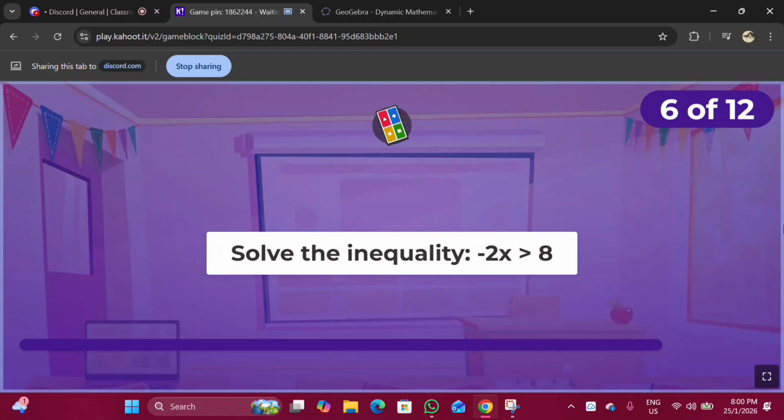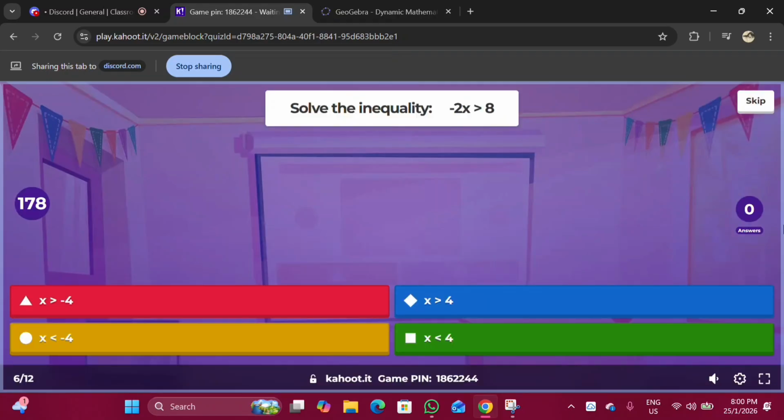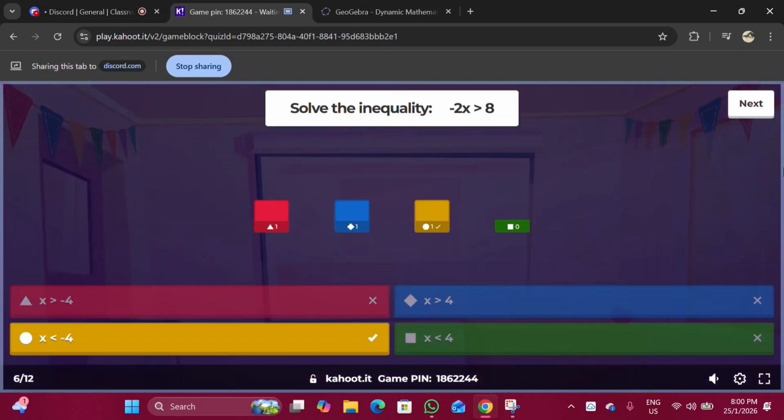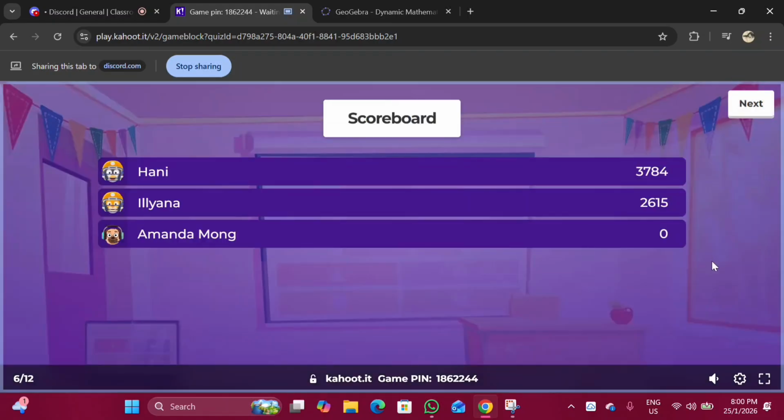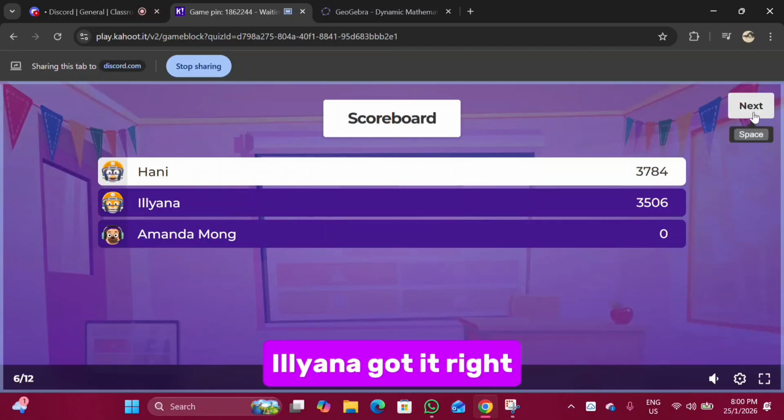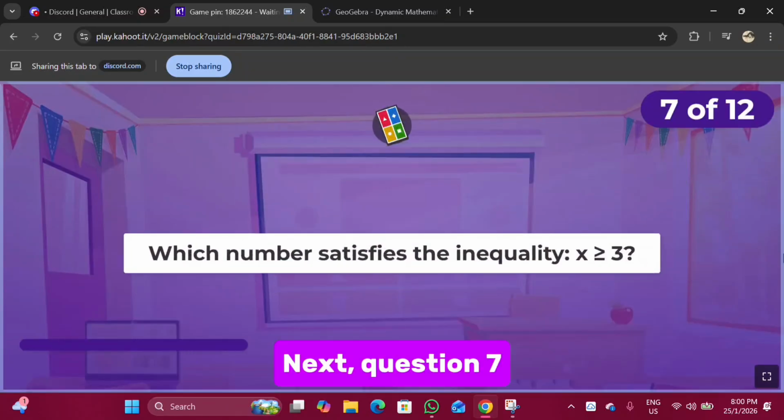Solve the inequality negative 2x greater than 8. The red is x greater than minus 4. The yellow one is x less than minus 4. Blue is x greater than 4. And green is x less than 4. The answer is x less than negative 4. Iliana got it right.